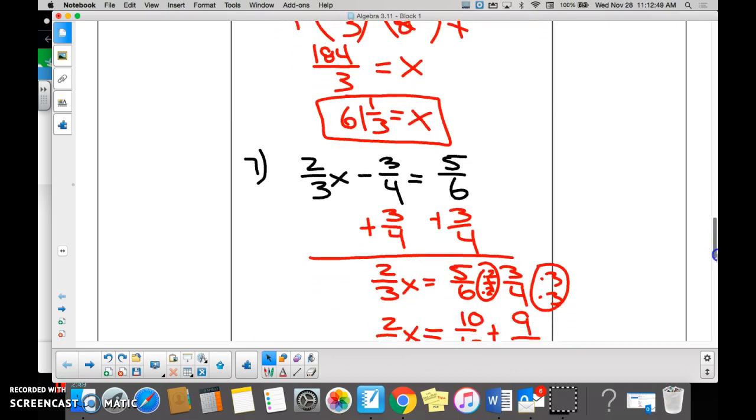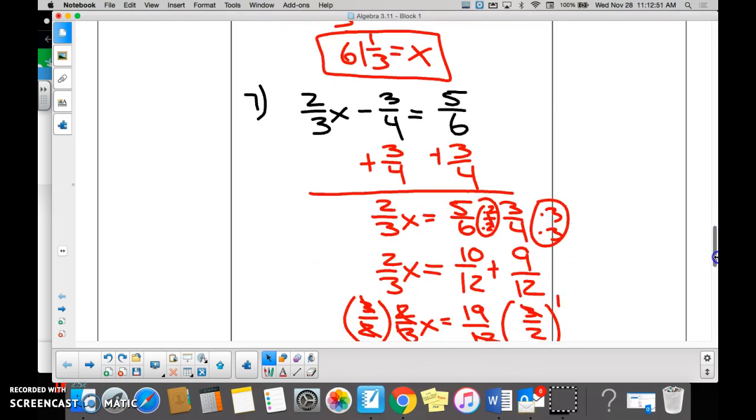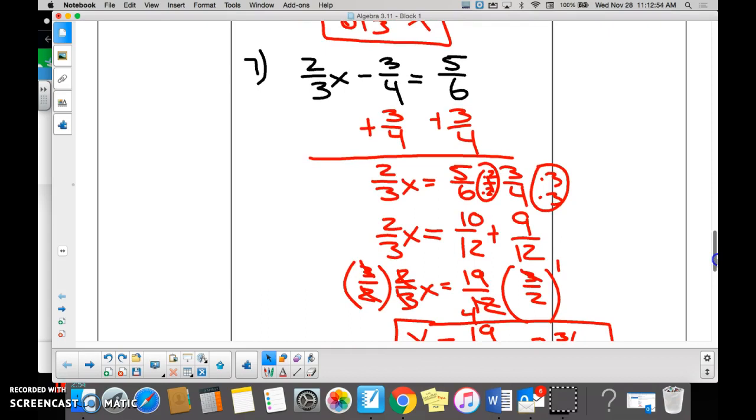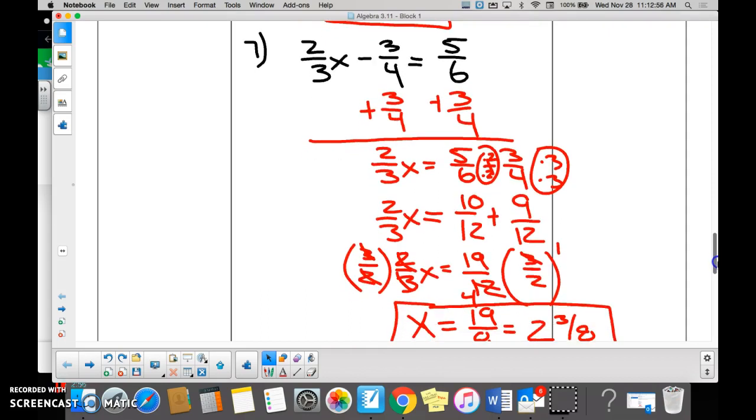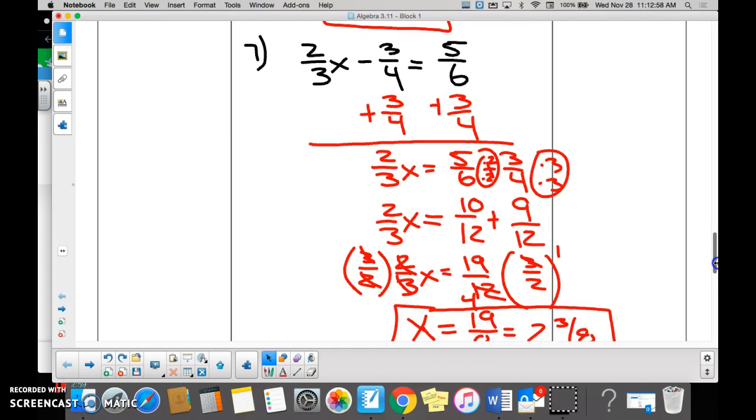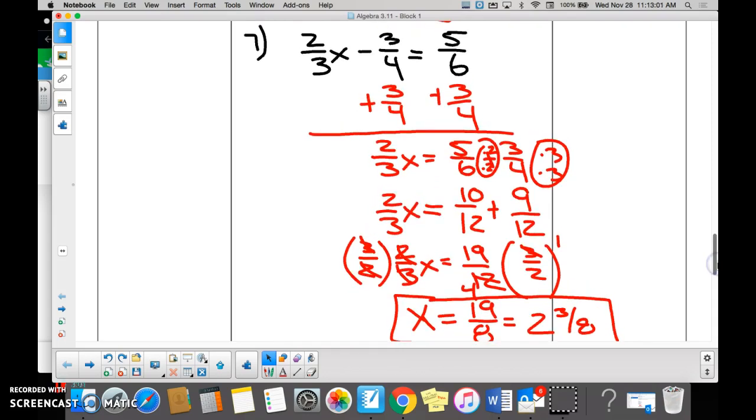Here we had a couple of fractions involved. Easiest step was what? Hello? Hello? When I ask a question, can I get an answer? So the easiest step on number 7 was to do what first? Add what? 3/4. Add 3/4. So when we added 3/4, we got 2/3 x is equal to 5/6 plus 3/4. This is where we got our common denominators and cleaned up so we only had 19/12, right? Okay. 2/3 x equals 19/12.